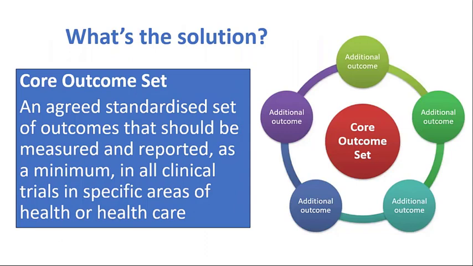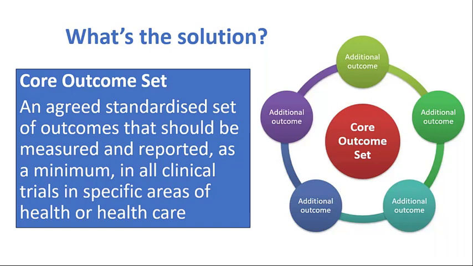So what's the solution? Well, if all studies in a particular health condition use the same outcomes, they could all be compared and combined. This would reduce waste by making best use of all the research and reduce selective reporting bias. Patient input into agreeing outcomes of importance is vital. When a set of main outcomes has been agreed for a health condition, it's called a core outcome set.